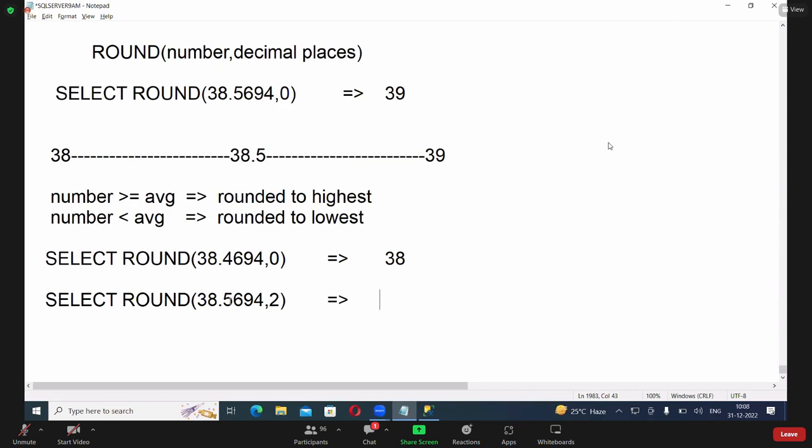You're asking to round this value to 2 decimals. 38 point, what's that? Actually 56. But what is the next digit? 9. If the next digit is 5 or above 5, the 6 is rounded to 7. Listen. If the next digit is 5 or above 5, the 6 is rounded to 7. What does this give? 57. 38.57. So, understood now? The next digit.